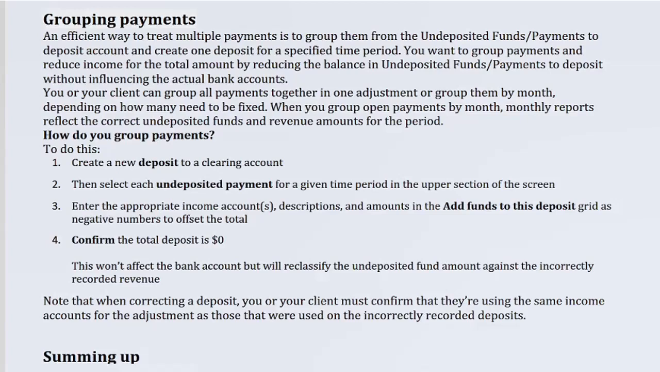How do you group payments? To do this, create a new deposit to a clearing account. Then select each undeposited payment for a given time period in the upper section of the screen. Enter the appropriate income accounts, descriptions, and amounts in the Add Funds to this deposit grid as negative numbers to offset the total. Confirm the total deposit is $0. This won't affect the bank account, but will reclassify the undeposited fund amount against the incorrectly recorded revenue. Note that when correcting a deposit, you or your client must confirm that they're using the same income accounts for the adjustment as those that were used on the incorrectly recorded deposits.